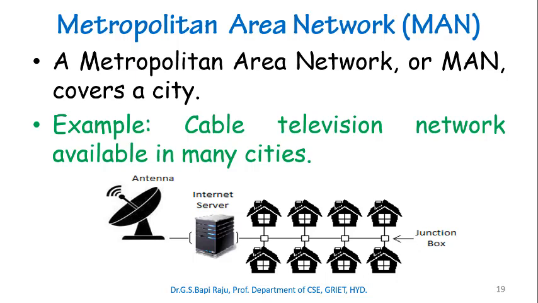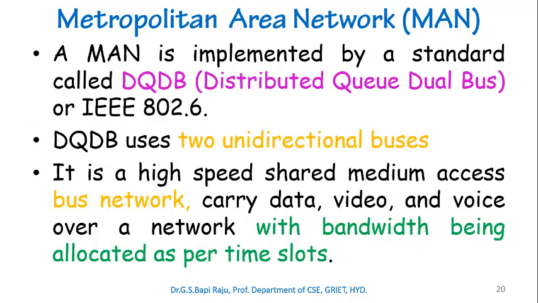Then comes the metropolitan area network. A MAN covers an entire metropolitan city, and one example is the cable television network. A MAN is implemented by a standard called DQDB, Distributed Queue Dual Bus. Dual bus, we have two buses here, or IEEE 802.6.